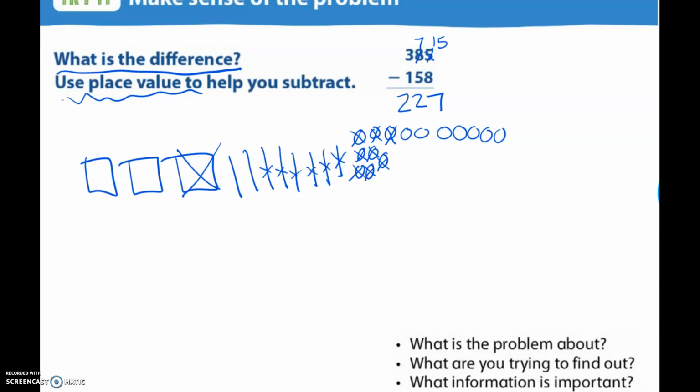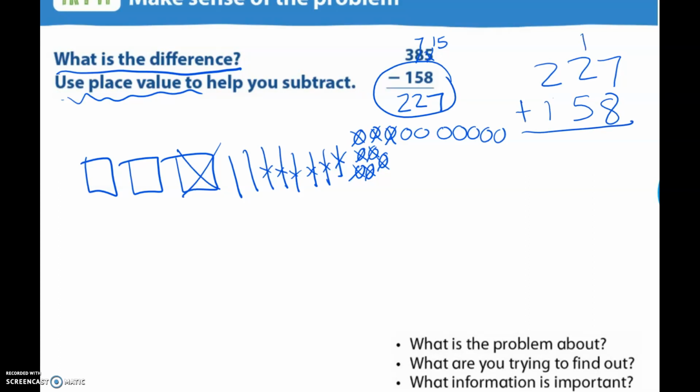So to use place value to subtract, you can still use a picture. You just have to record what you did, and then when you're done, you are going to take your 2 parts, which are these numbers, and add them together to check your answer. So 8 plus 7 is 15, so you'll regroup your 10. 5 plus 2 is 7, plus 1 more is 8. 2 plus 1 is 3, which is what we started with, 385, so we did it correctly.